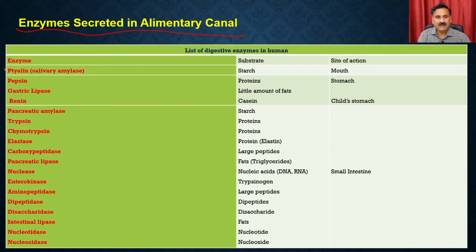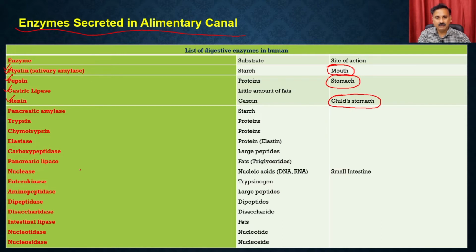You have the ptyalin, which is going to be secreted into the buccal cavity. Then we have the pepsin, gastric lipase, and the renin, which are going to be secreted into the stomach. And in some cases the renin, which is a very exclusive enzyme, is only present in the stomach of the child.